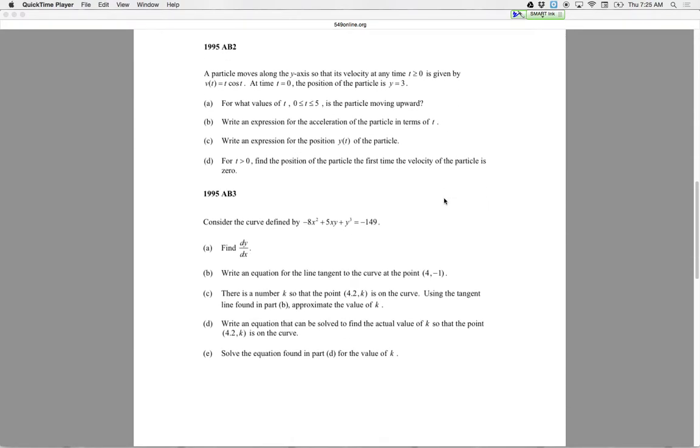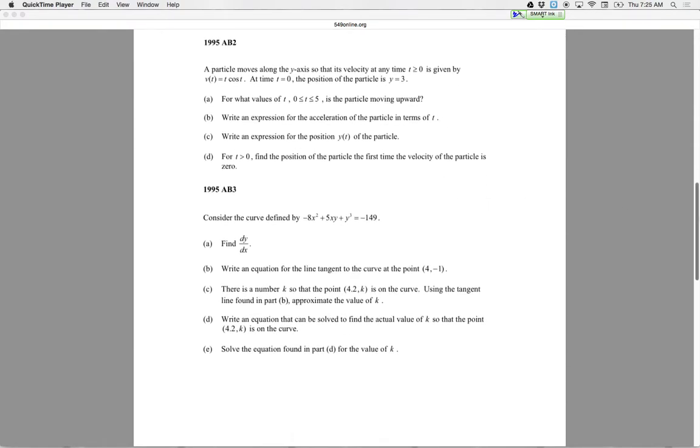1995, AB2. All right, so we got some particle motion stuff now. I'm not going to do as much on this problem because of what it all entails, but I can talk about what is happening for the parts you don't know how to do. Particle moves along the y-axis.